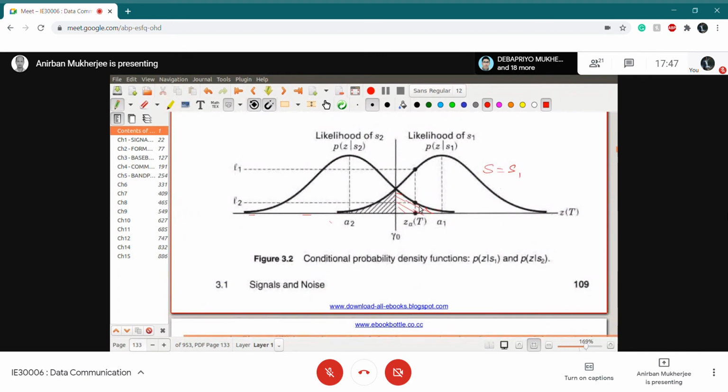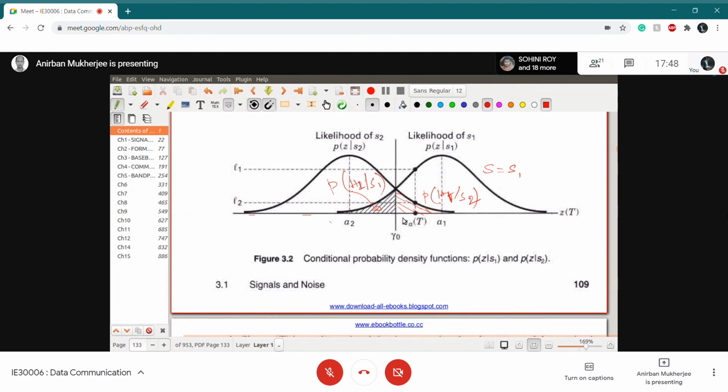This one is PH2 given S1, and this one is PH1. Sorry, this is PH1 given S2, because you are taking under this curve, where S2 is actually transmitted, and you are taking PH2 given S1. Here S1 is transmitted, but you are choosing this one.